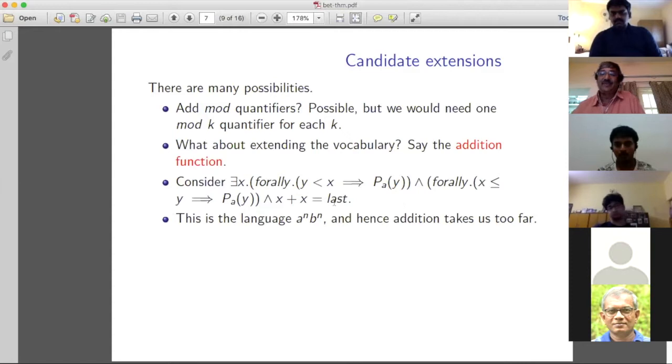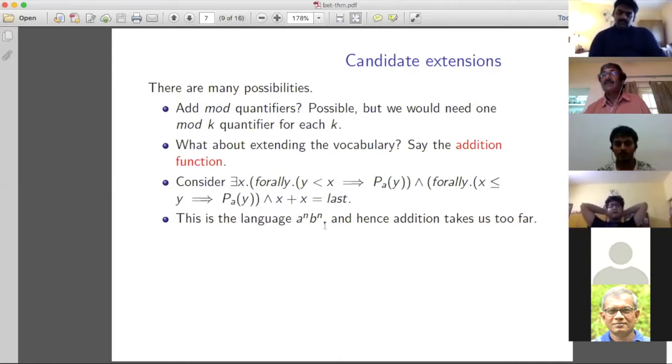There is no element called last. I really have to write there exists z such that x plus x equals z, and for all z prime, for all y, y is less than or equal to z. That's an easy way. This is basically the language a to the n, b to the n.